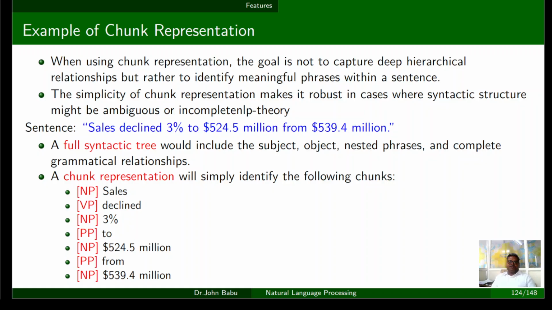For example, if we take the sentence, sales declined 3% to $524.5 million from $539.4 million. A full syntax tree will cover everything. What is the subject? What is the object? What are the nested phrases? Complete grammatical relations and everything, how they are connected with each other. Whereas chunk representation is not bothered about how they are connected. Just what are the different parts. So noun phrase sales, verb phrase declined, noun phrase 3%, prepositional phrase to, like this.